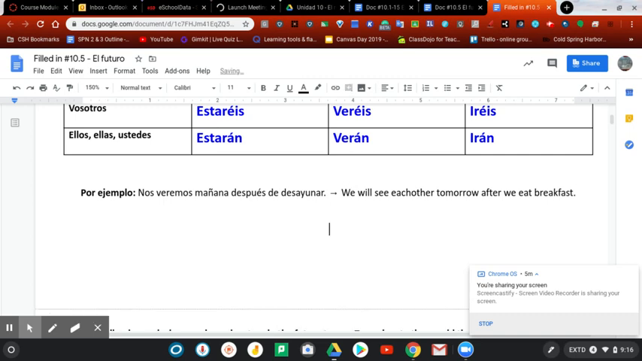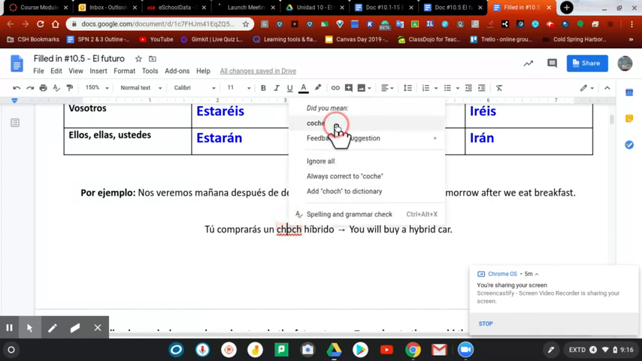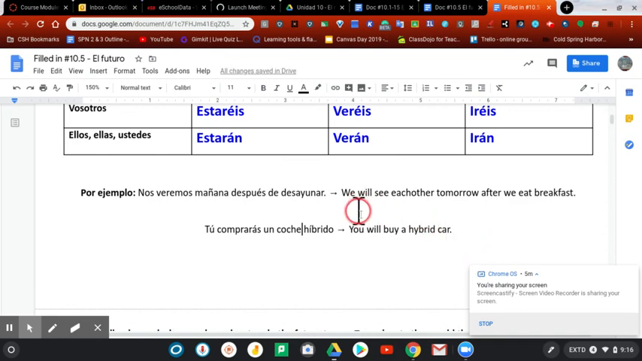If you had this sentence as another example, tú comprarás un coche híbrido, which is saying you will buy a hybrid car. Sorry for the error, it doesn't matter. We have an AR verb, an ER verb. If we want to say la clase escribirá con los lápices, the class will write with pencils.